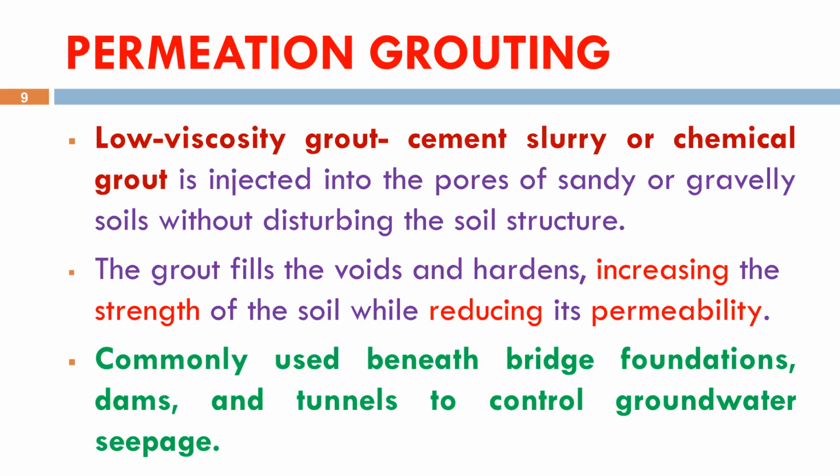In this technique, a low-viscosity cement slurry or chemical grout is injected into the natural pores of sandy or gravelly soils without disturbing the soil structure. The grout flows through the interconnected voids, hardens over time, and binds the soil particles together. This process increases the strength of the soil while significantly reducing its permeability.